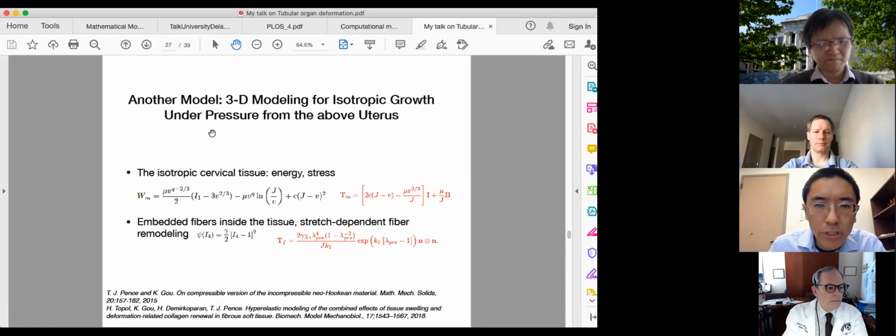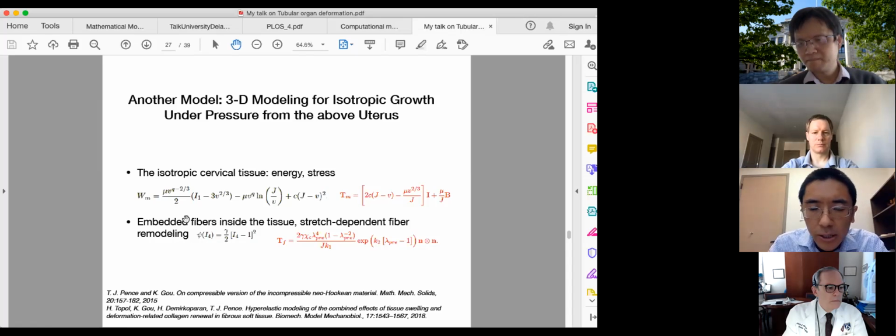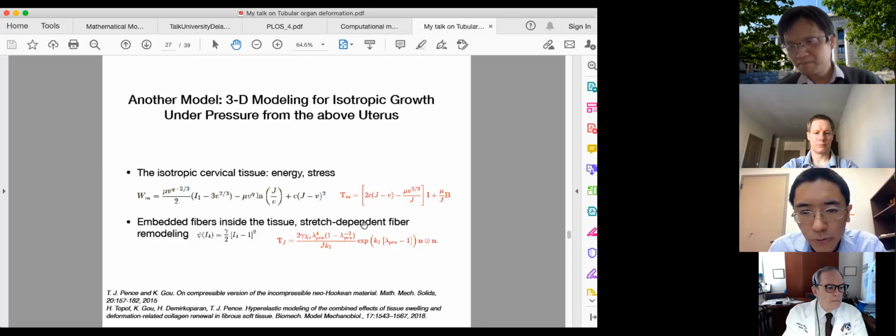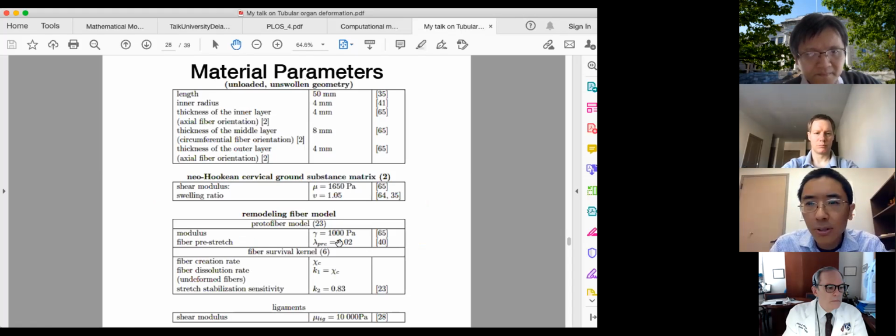Also, we can use three-dimensional modeling for isotropic growth under pressure from the above uterus. This one is earlier research that still used isotropic growth. Just to show you quickly these results. We have the energy functions Wm and also the fiber energy here. This is also for compressible modeling. And we have Tm and Tf for the stress from the soft tissue and also from the fibers. And these are formulas, I ignore the details. And also parameters from literature.